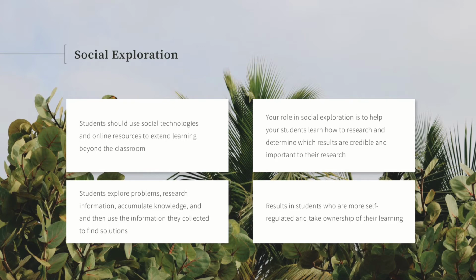Your students probably use Google for everything, so teachers tend to assume that they are capable of doing complex research without help. But it is unlikely that your students are knowledgeable about using keywords for research. Most students simply type in the question verbatim and then are shocked when their search does not produce valuable results. Your role in social exploration is to help your students learn how to research to produce valuable results and how to determine which results are from credible sources and are important to their research.